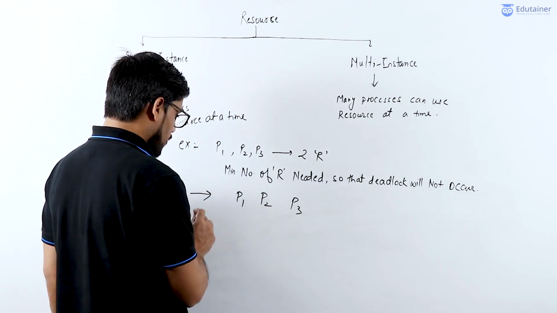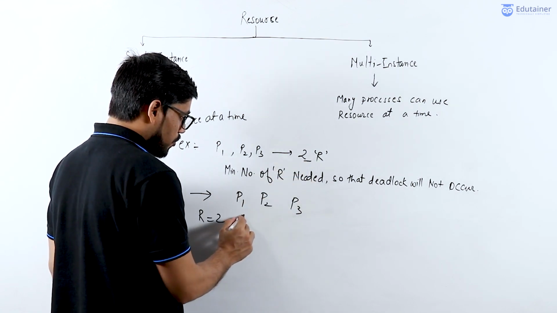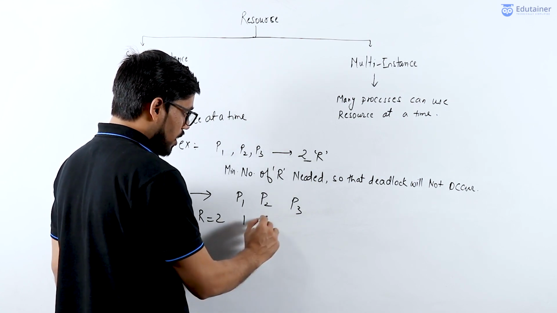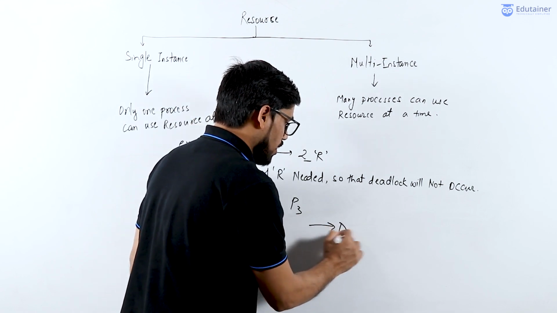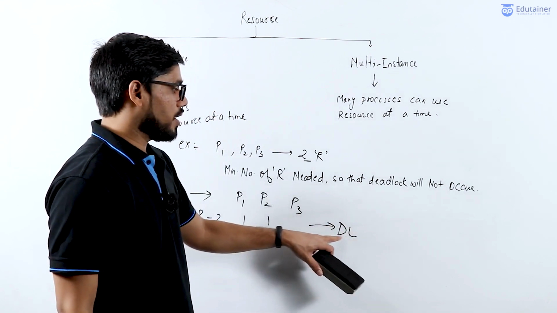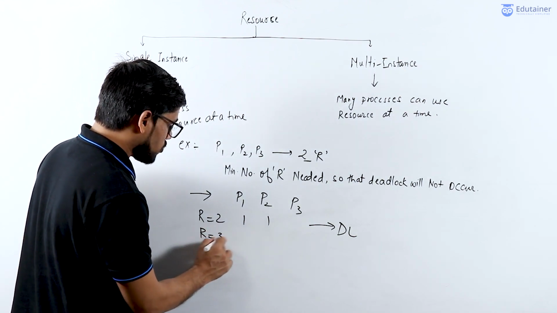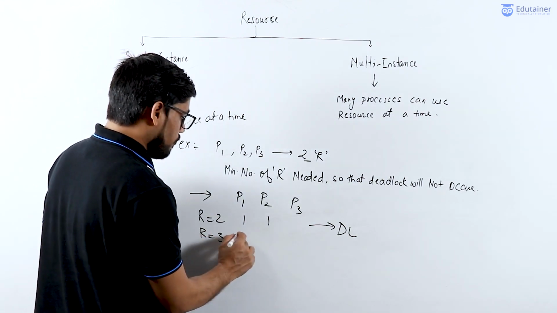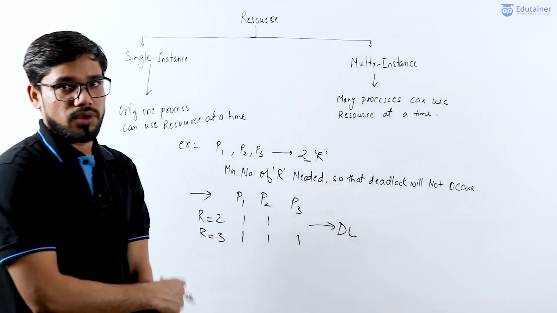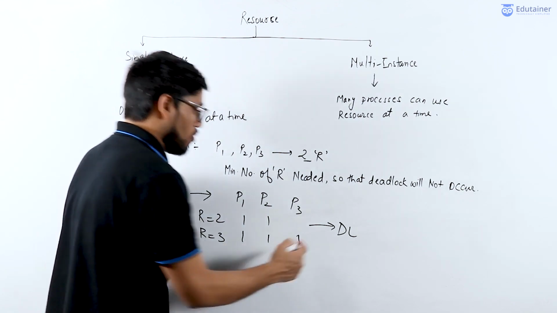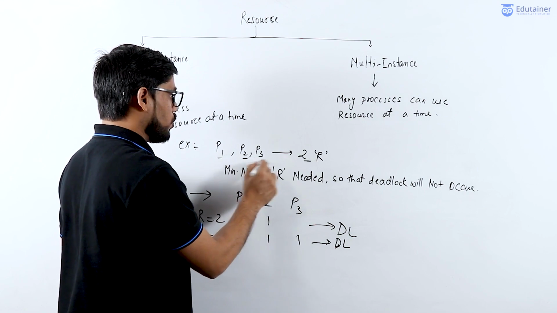Let's say if we have only 2 instances of this resource R, then we can give 1 instance to process P1 and 1 instance to process P2. In that case, deadlock will definitely occur. In short form, I write deadlock as DL. And if we have 3 instances of resource R, then we will allocate one instance each to processes P1, P2, and P3. In that case also, deadlock will occur, because each process requires 2 units.